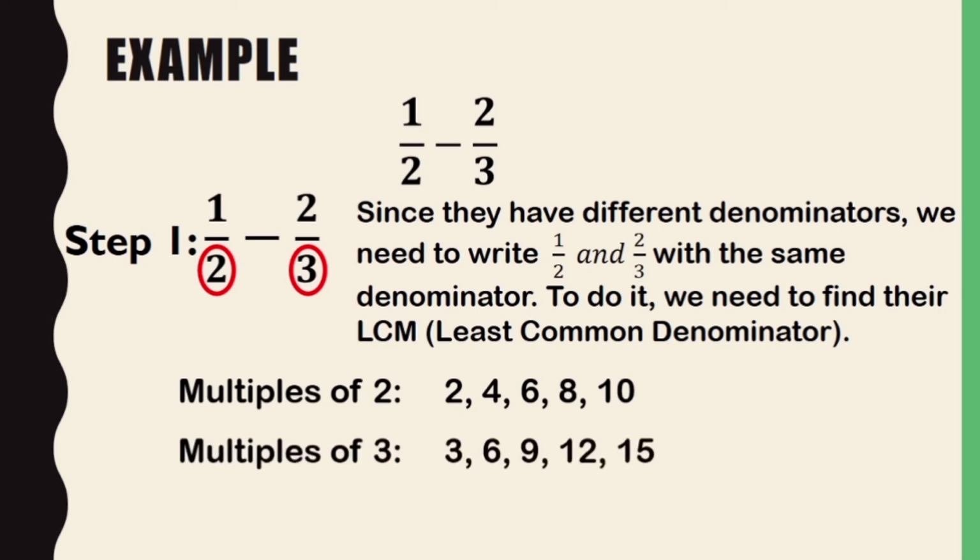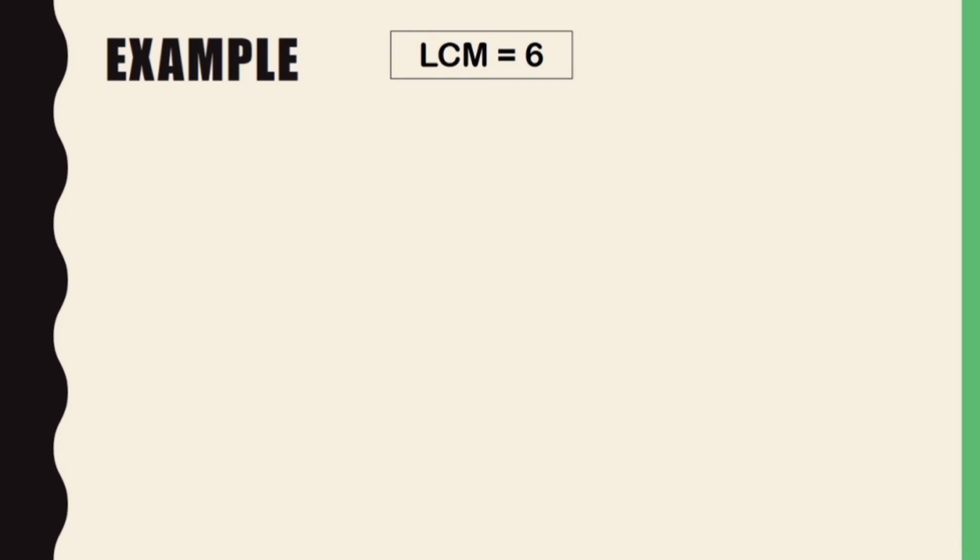Then let's have multiples of 3. So yung 3 ay galing sa denominator ng 2/3. So ang multiples ng 3 ay 3, 6, 9, 12, 15. And as you can see, pareho silang merong 6. That means our least common denominator is 6. So our LCM is equal to 6. So we have 1/2 minus 2/3.